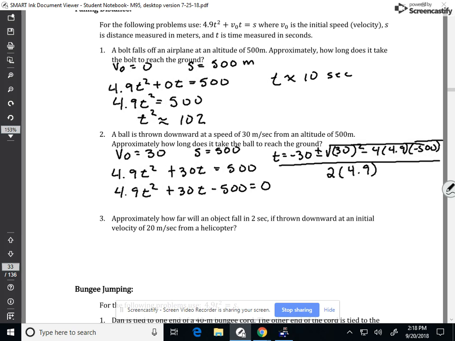Okay, so I'm going to leave you to throw this into your calculator and calculate both the positive and negative roots. Again, we only want one root, so one of these values is going to end up being negative, and we don't want time being negative. So the positive amount is going to give us approximately 7.5 seconds. So it takes approximately 7.5 seconds for the ball to reach the ground when it's thrown initially with a speed of 30 meters per second.